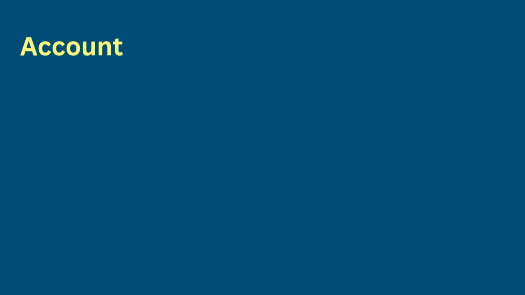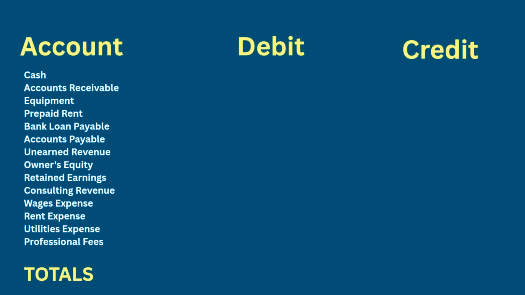Step 4. Now it's time for the final check. Add up the debit column and the credit column. Then compare the two totals. If they match exactly, your trial balance is balanced.